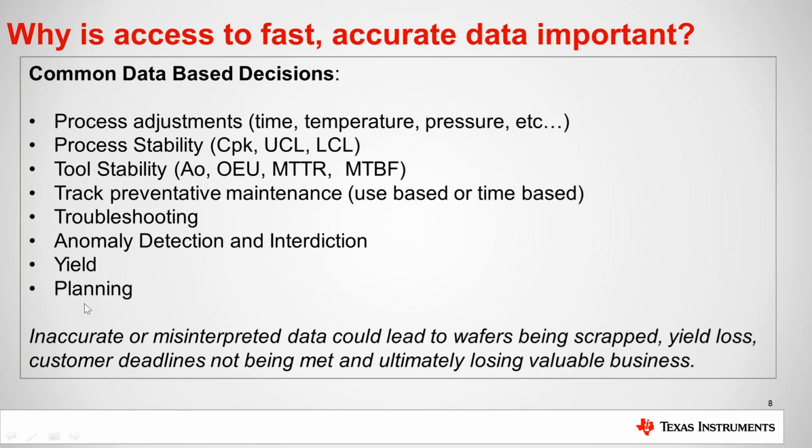Any of the inaccurate, misrepresented, or misinterpreted data that we get matters, as far as process adjustments go. If I make a poor process adjustment based on some inaccurate data, I can scrap 100 wafers in the blink of an eye, which equates to, in some cases, over $100,000. So it's important that we have access to that data.